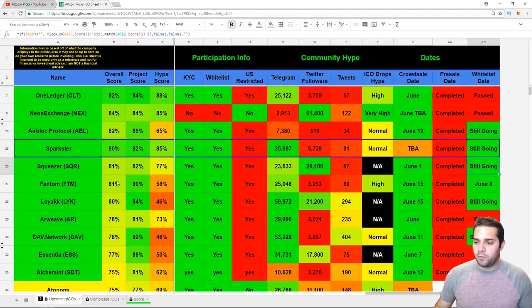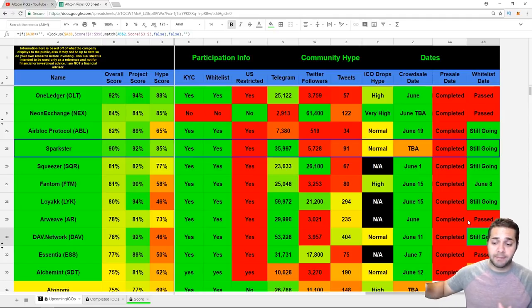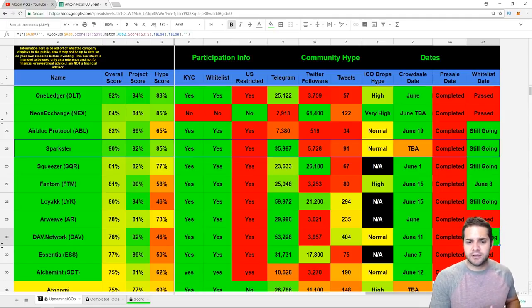So we have Phantom. This one's not a bad one to jump in. I might do this one. Again, this one has a very high market cap. Loyac, very low hype. Dab Network, this one is something you want to watch. This one could actually have a very low hard cap because they're basing it off of Ethereum's price, and that's how many they're going to get. Not 30 million, that's a hard cap. It's like 15,000 Ethereum. Don't quote me on that.